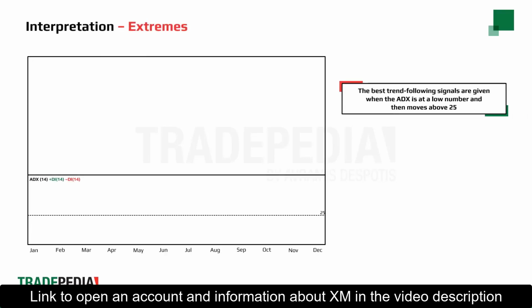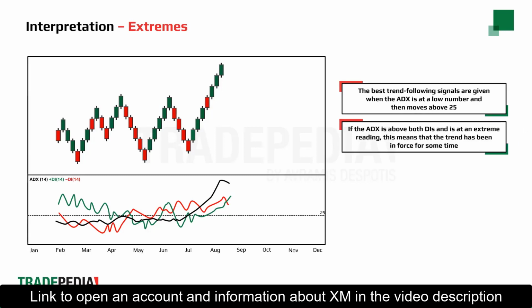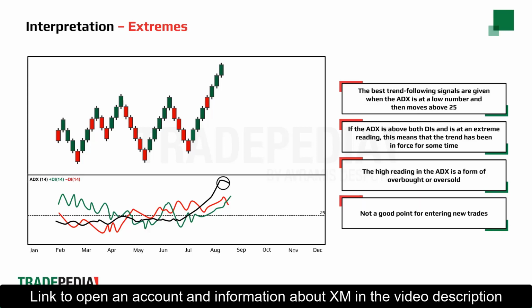The best trend-following signals are given when the ADX is at a low number and then moves above 25. If the ADX is above both DIs and is in an extreme reading, this means that the trend has been in force for some time. The high reading in the ADX is a form of overbought or oversold, where new trades in the direction of the prevailing trend are usually not profitable. In other words, this is not a good point for entering new trades, because the DIs could recross in the direction of the prevailing trend.